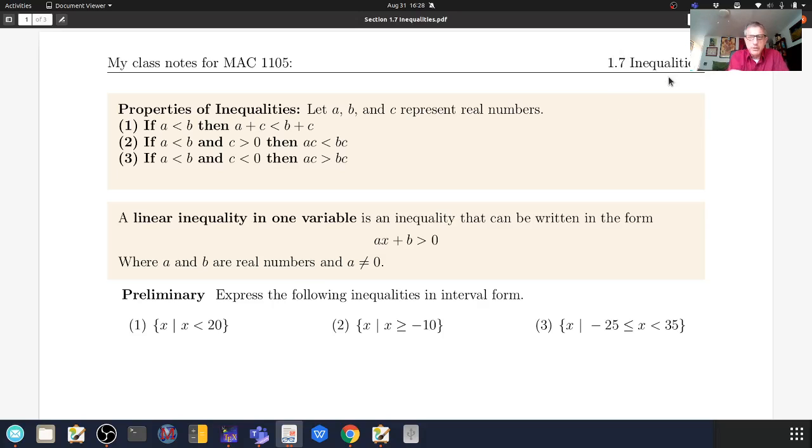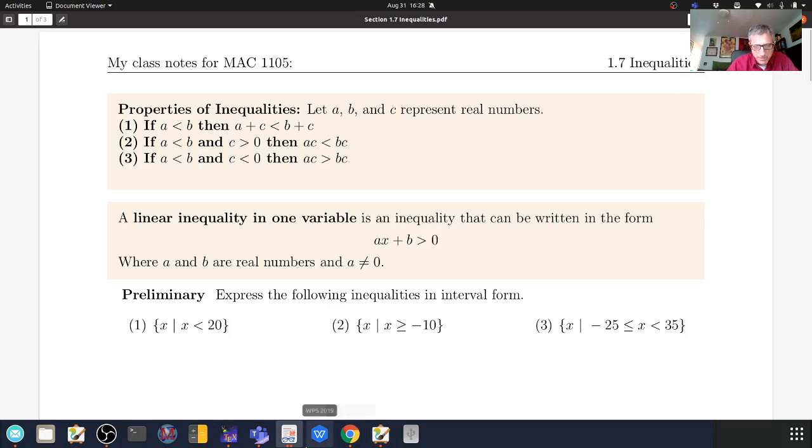Okay, we're going to do chapter 1, section 7 on inequalities. So an inequality is very similar to an equality when we come to solving an equation with, well, it's not an equation, an inequality. Let's just look at some of the ways to show them. So let's look at properties of inequalities.